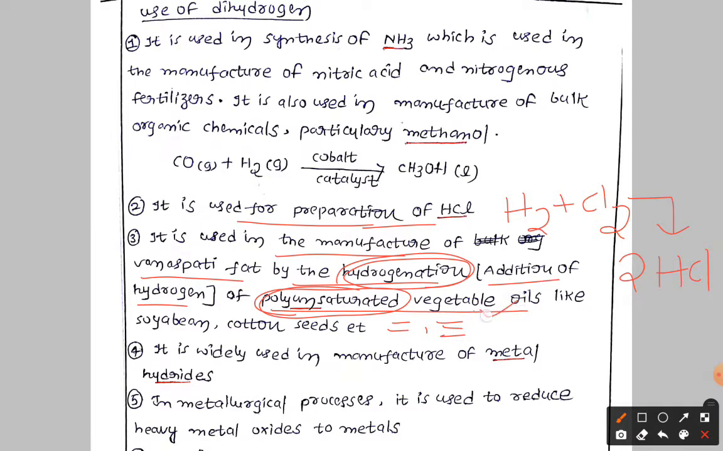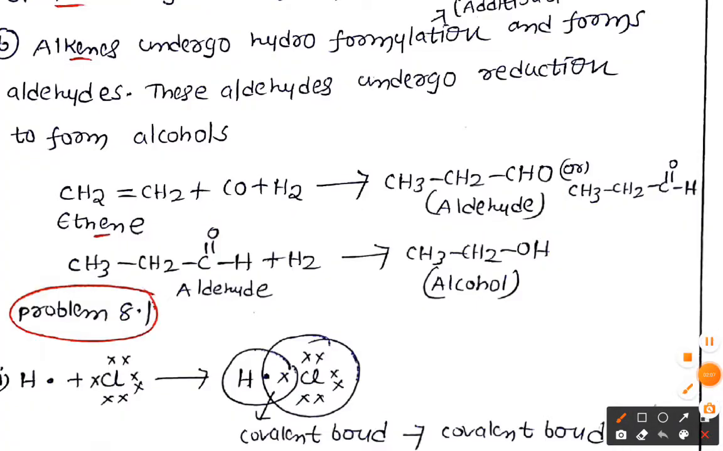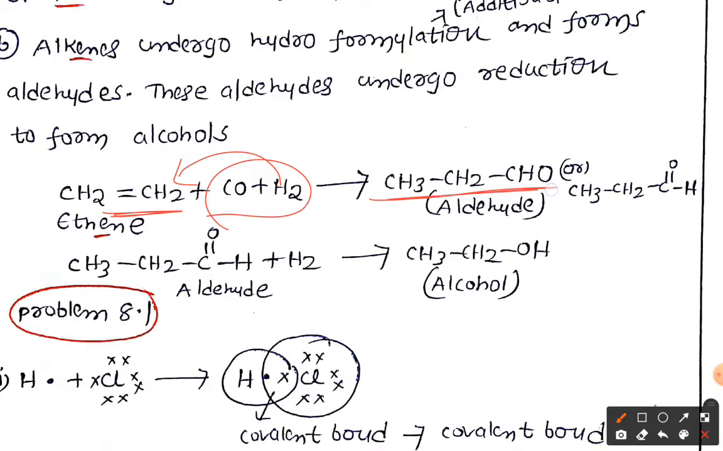So in the oils, what happens? They have double bonds and triple bonds in the molecule, so for those we add hydrogen. Like oils, you can see soya bean and cotton seeds. Here is the equation we already saw. See, here we have the double bond. Here you add dihydrogen. Finally, what do you convert? The double bond is converted into a single bond. This is the application we already learned.